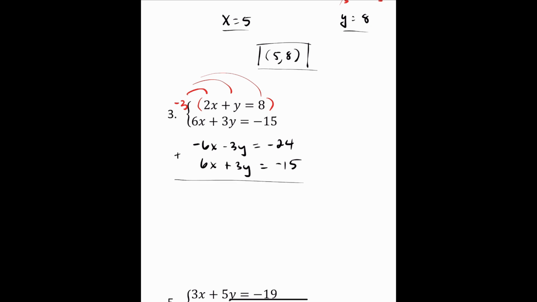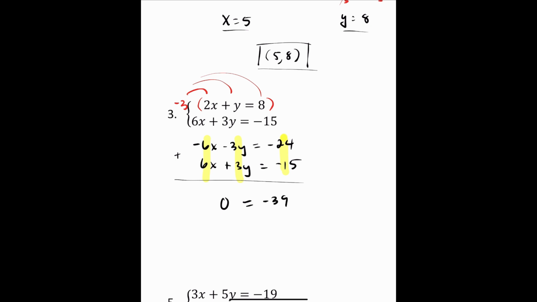So let me go ahead and show you what happens when I add vertically. So negative 6x plus 6x, that's 0. And then negative 3y plus 3y is also 0. So I'm really dealing with a 0 plus 0 situation, right? So both of the x's and both of the y's, they cancel out at the same time in this problem, right? So the left-hand side is 0, and then don't forget, we still have the constants on the right-hand side of the equation. So negative 24 minus 15 is negative 39.